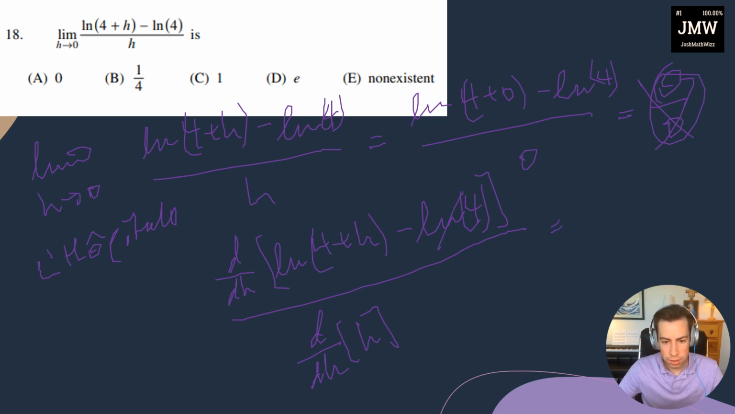So this is a constant, and it's going to go to 0, and the derivative of h is going to be 1. So I'm going to have, wait, hang on a minute. Yep, okay. It's going to be 1, sorry.